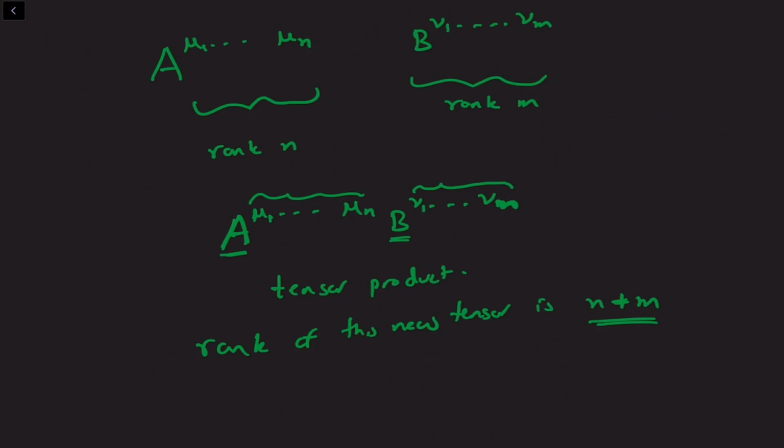Okay, you can similarly construct tensor products of tensors which are mixed, which have mixed covariant and contravariant indices, which I won't write down, but it's an easy generalization of this idea of tensor products.